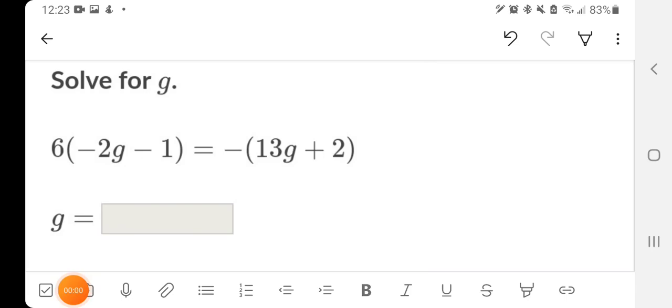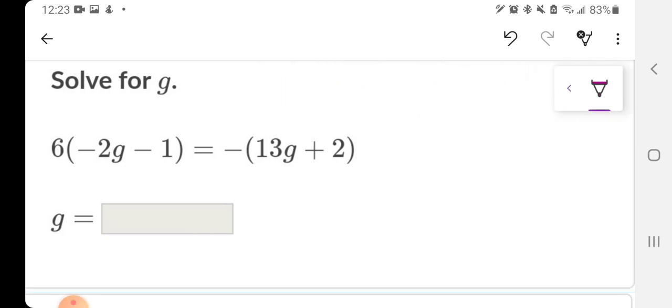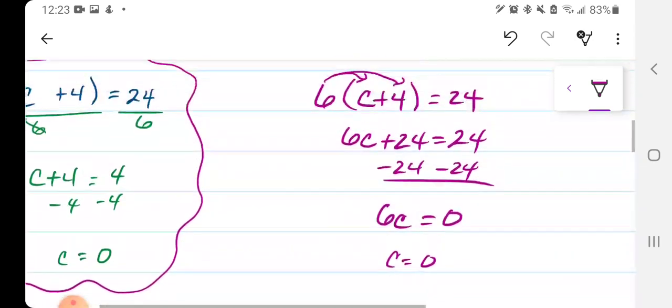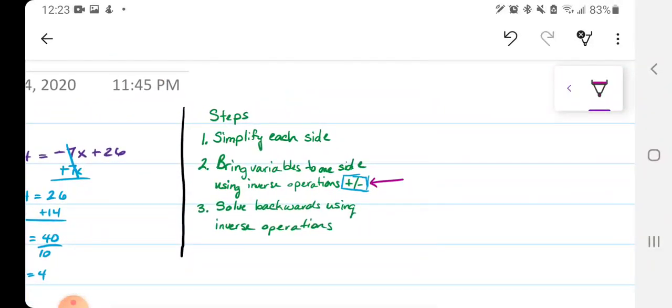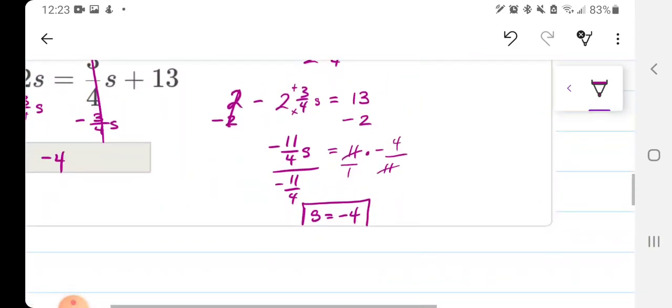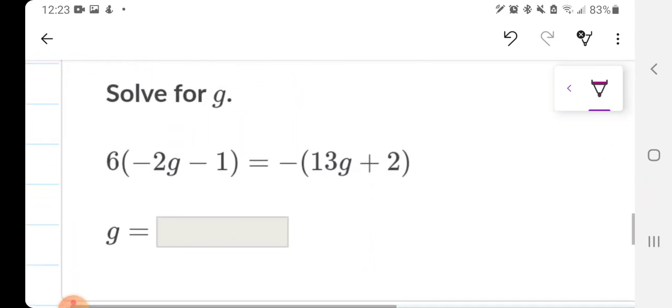Okay, 2 more problems, then I quit for the evening. All right, so once again we got variables on both sides, but this time it's a little bit messier. So let's look at the rules once again. The first thing you need to do is simplify each side. Okay, that's the first thing we're going to do. So this problem, I made sure that both sides were simplified already.